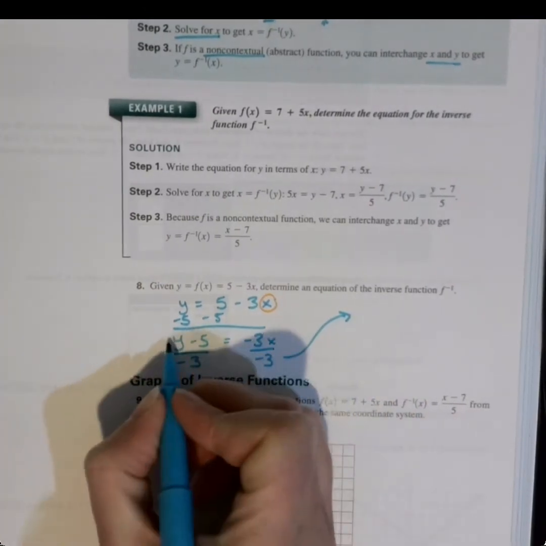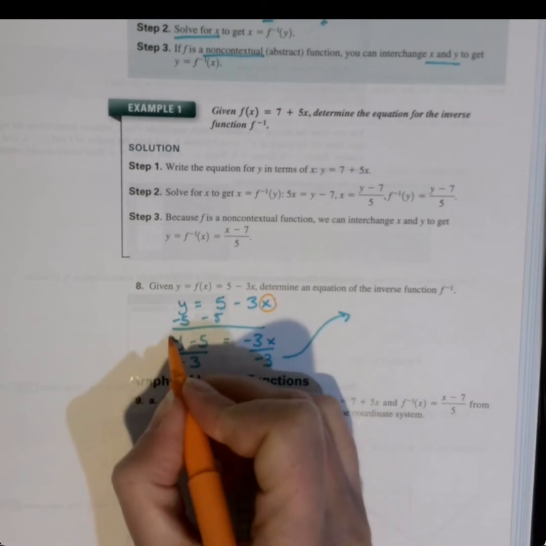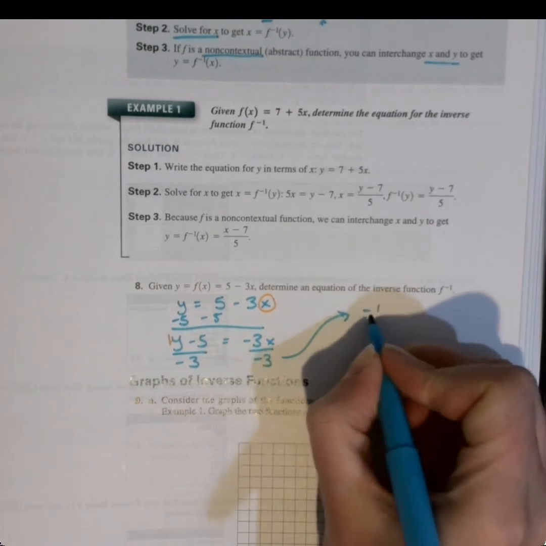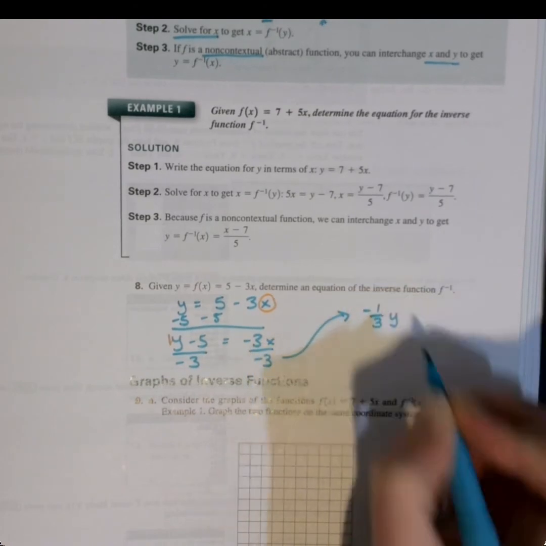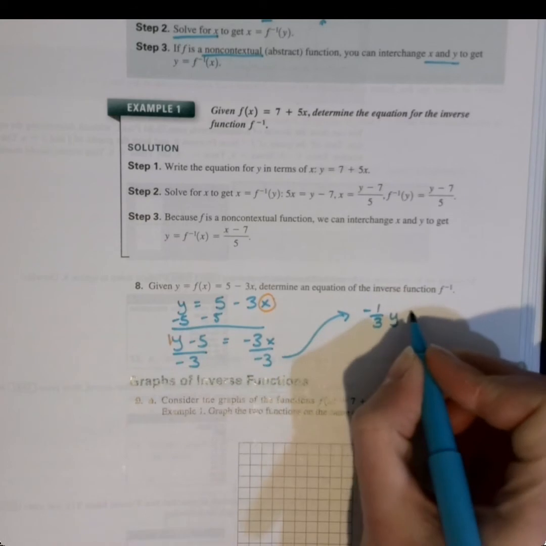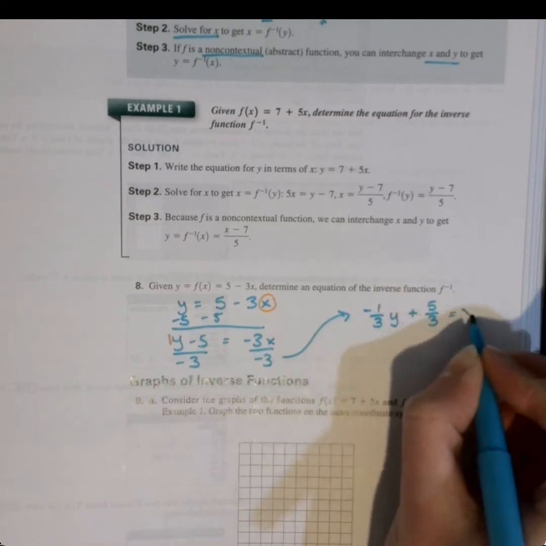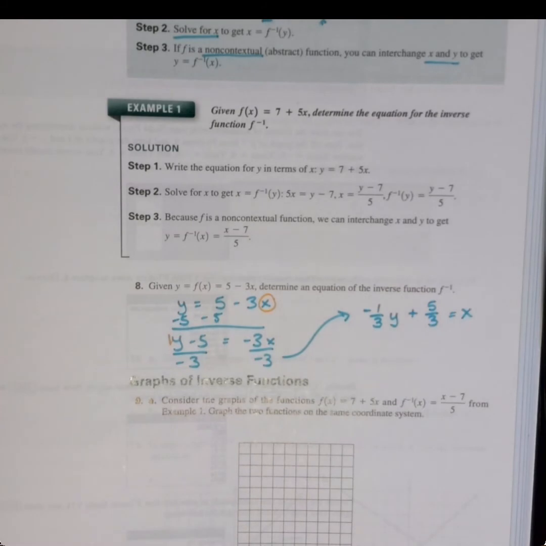So I have this y right here. It has its coefficient 1. And so if you take 1 divided by negative 3, that's going to get you negative 1/3 y. And then 2 negatives, this will be a positive, and then 5 divided by 3 just simplifies as 5/3. Then I have my x by itself. I did distribute that division there. Okay, so that finishes step 2, solve for x.